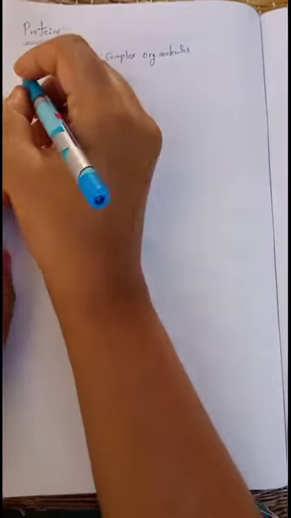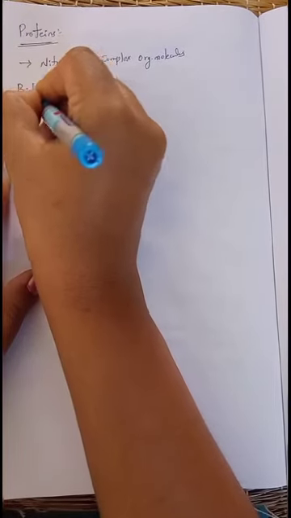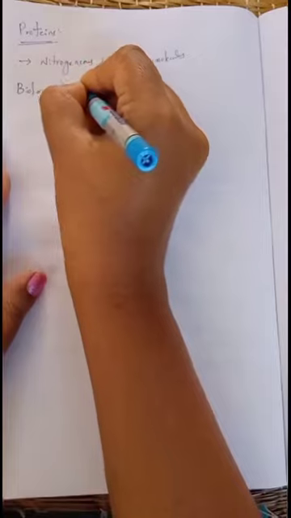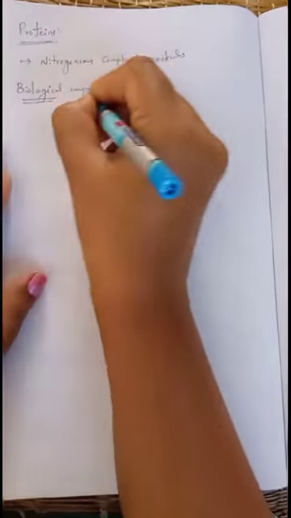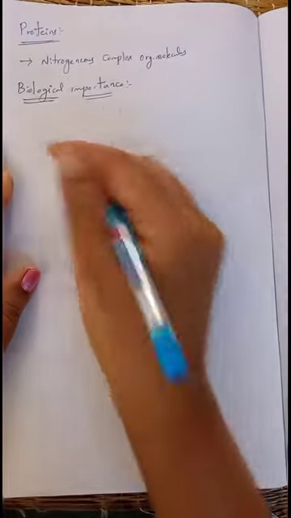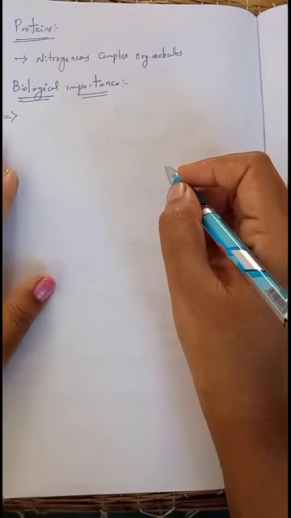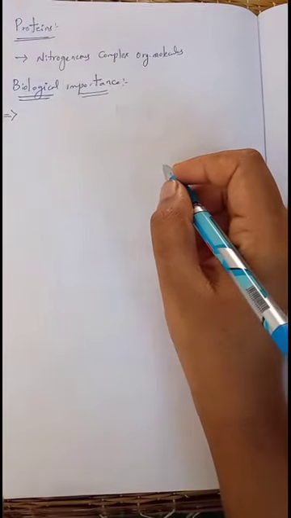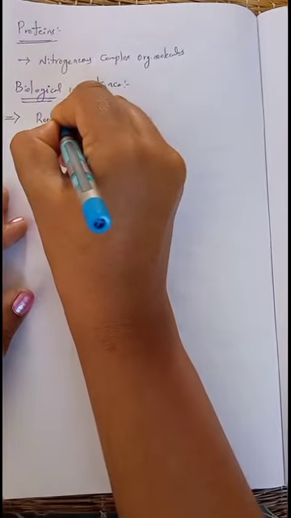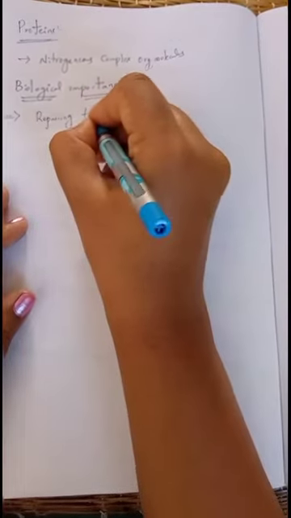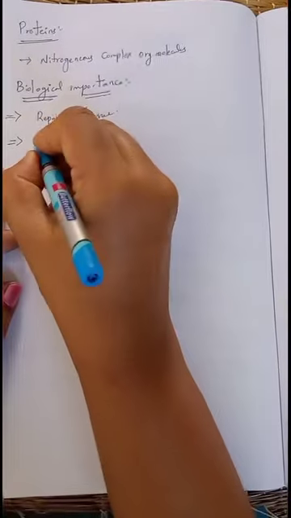First we will discuss the biological importance of proteins, that is, how they are important to living tissues or living organisms. The first important point is that proteins are required for repairing the wear and tear of tissues. For repairing tissues, it is very important. Next, some proteins can act as hormones.